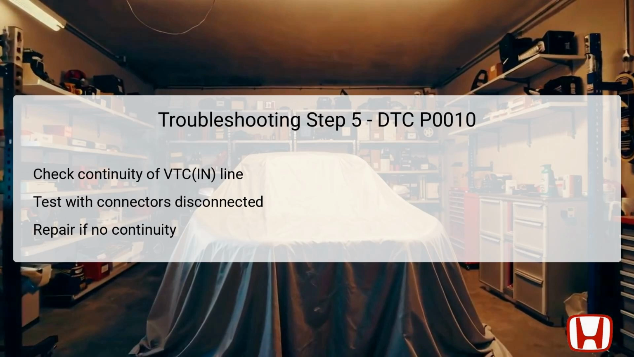If continuity is confirmed, this indicates that the VTC IN wire is functioning correctly, and you can proceed by checking any other authorized service information tied to the DTC, or even substituting a known good PCM to rule out any issues with it. However, if you do not detect continuity, this confirms an open in the VTC IN wire that needs to be repaired, thereby ensuring proper communication between the PCM and the solenoid.